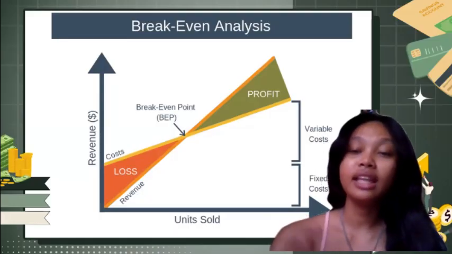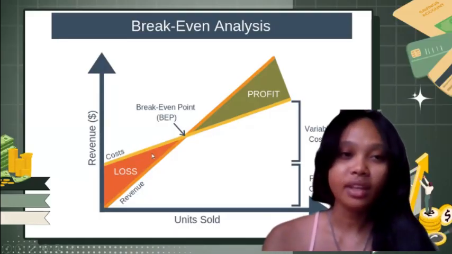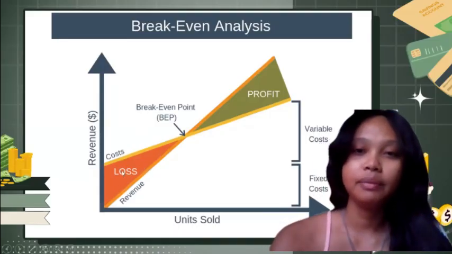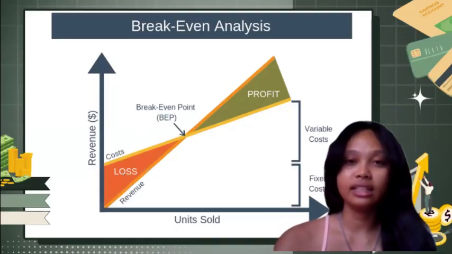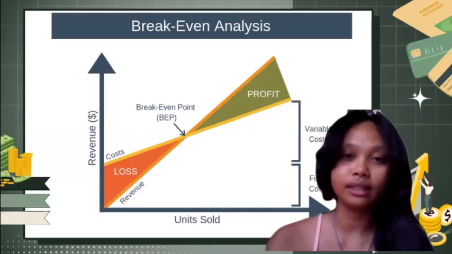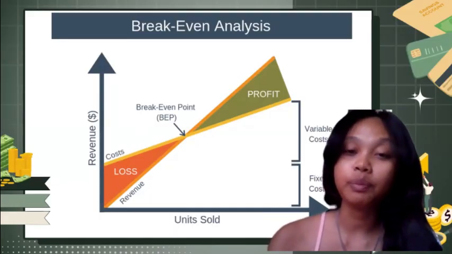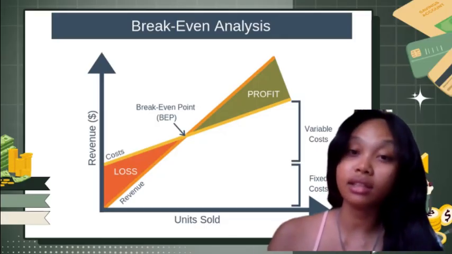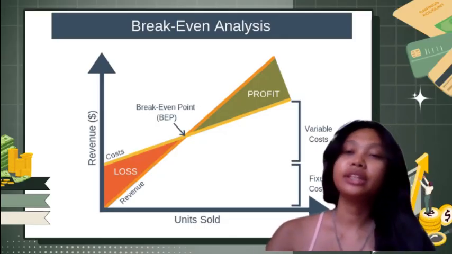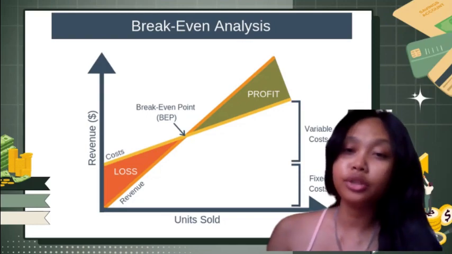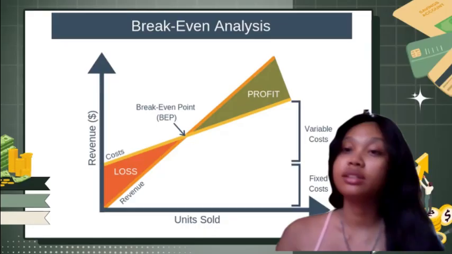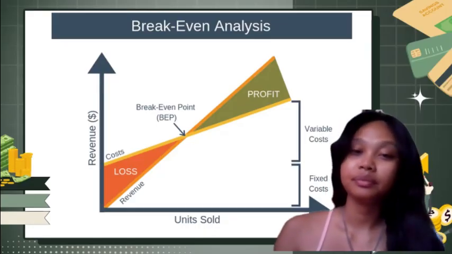Now, the left side is the loss. Here, at the beginning, the cost line is higher than the revenue line. This means you are spending more than you earn. The business is at a loss. For example, you sold few items, but you are still paying rent, salaries, etc.